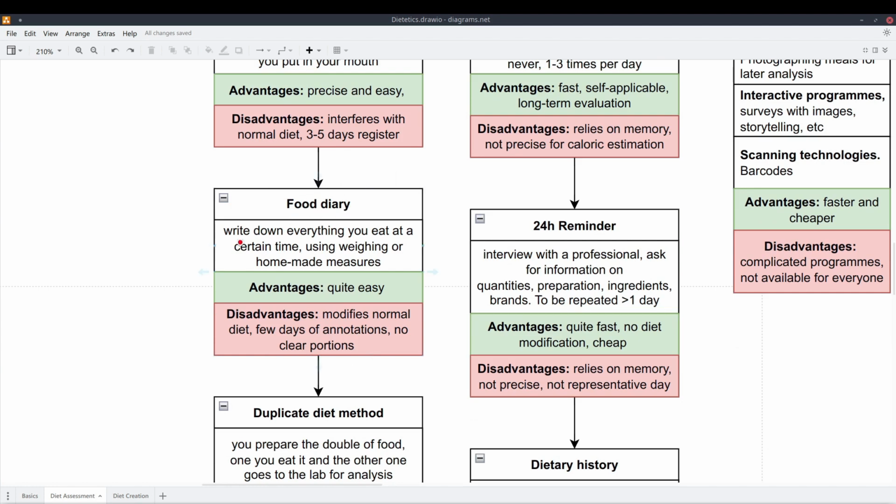Then we have the food diary, which is where we write down everything we eat at a certain time using weighing or homemade measures. Advantages: it's quite easy. Disadvantages: it modifies normal diet. Few days of annotations are needed and there are no clear portions, since we are also using homemade measures.